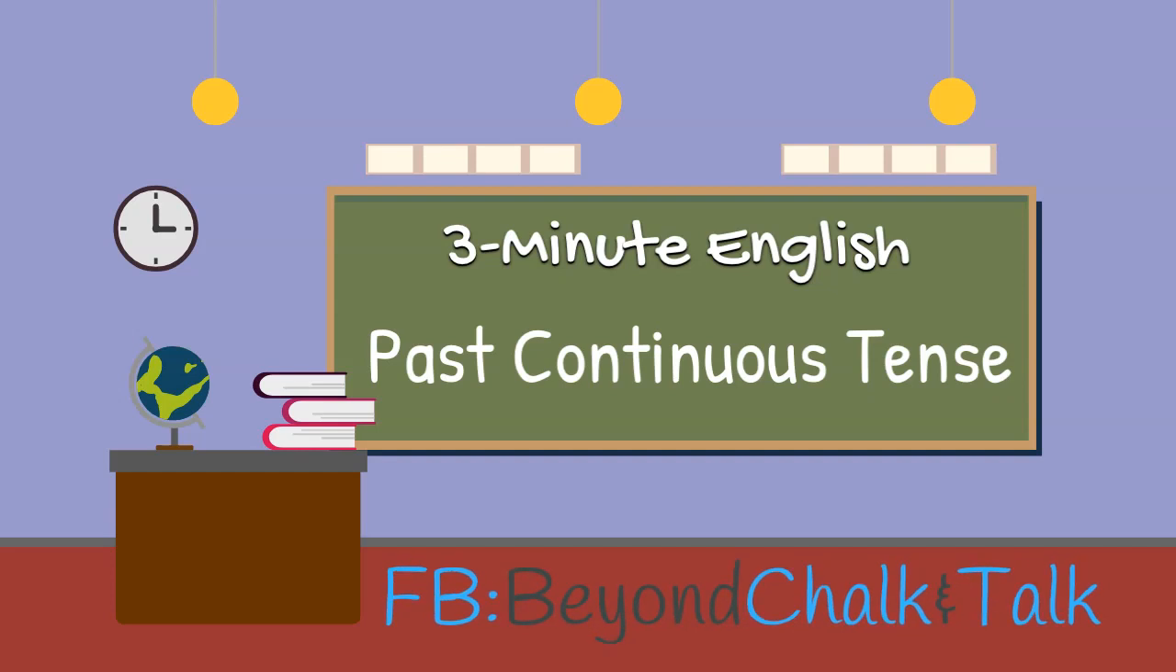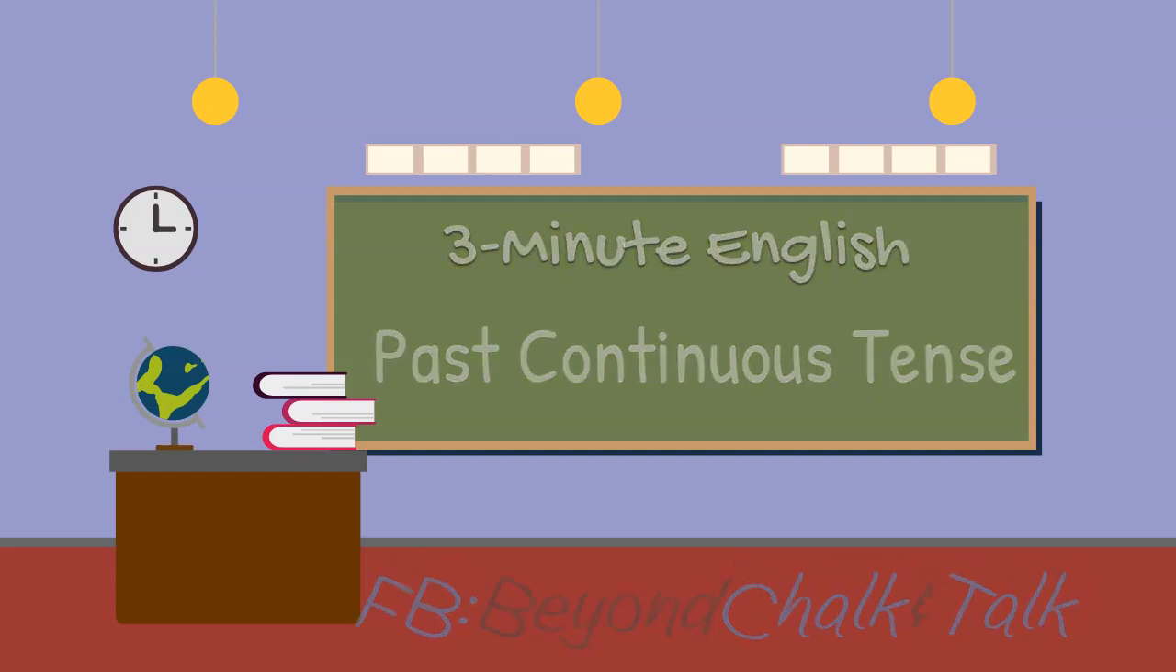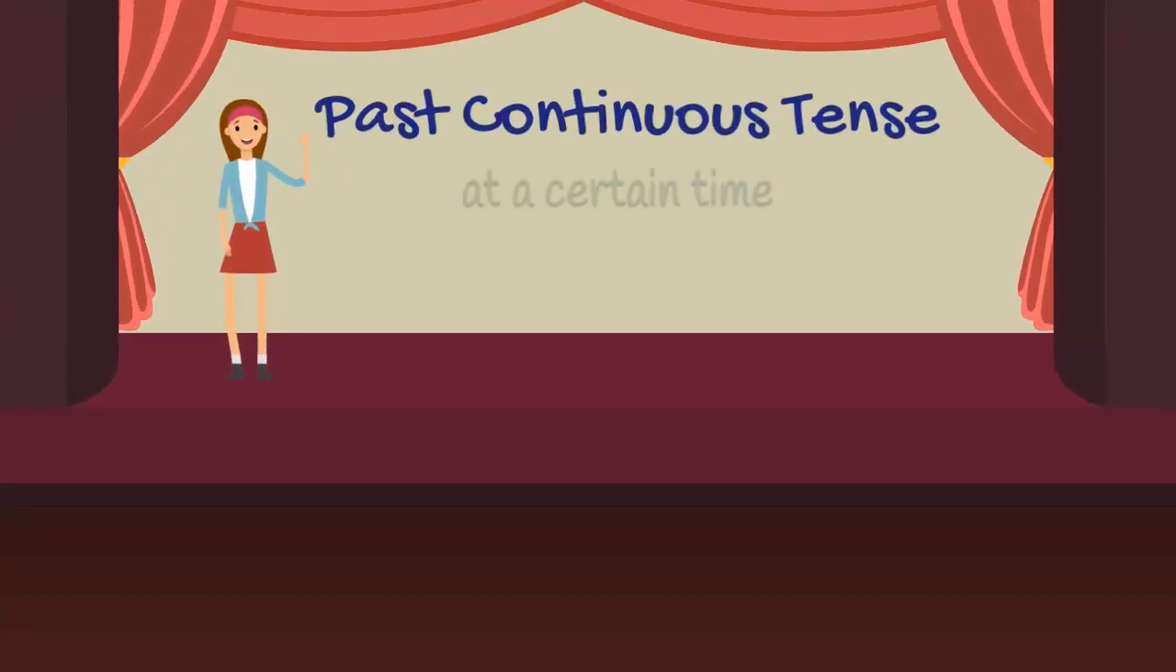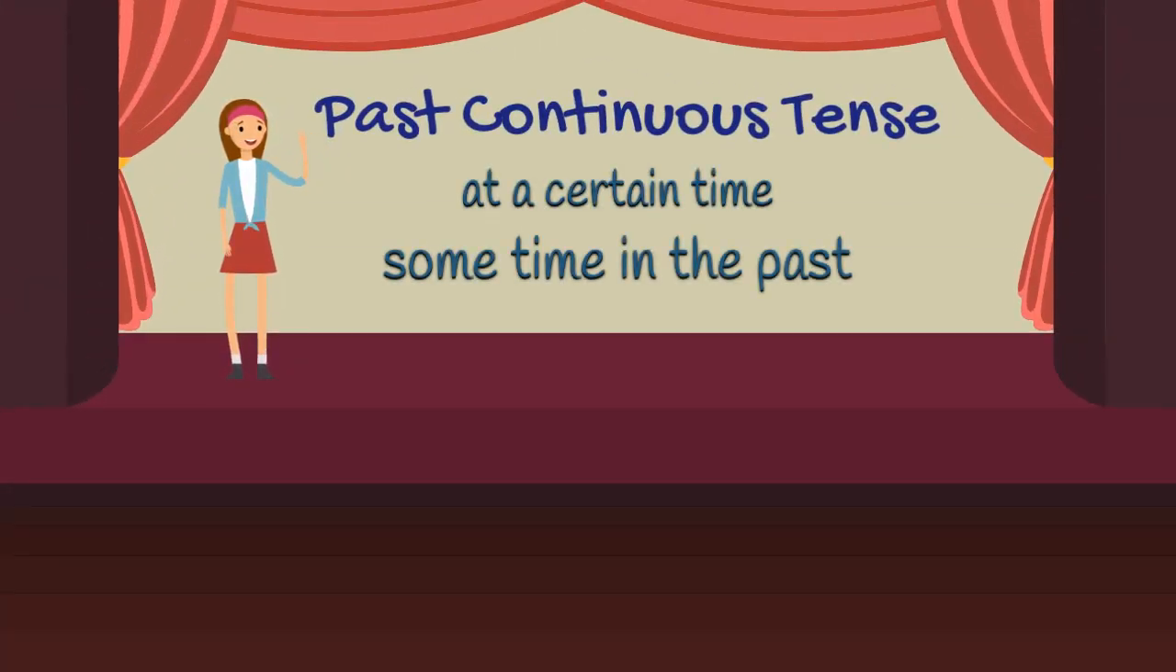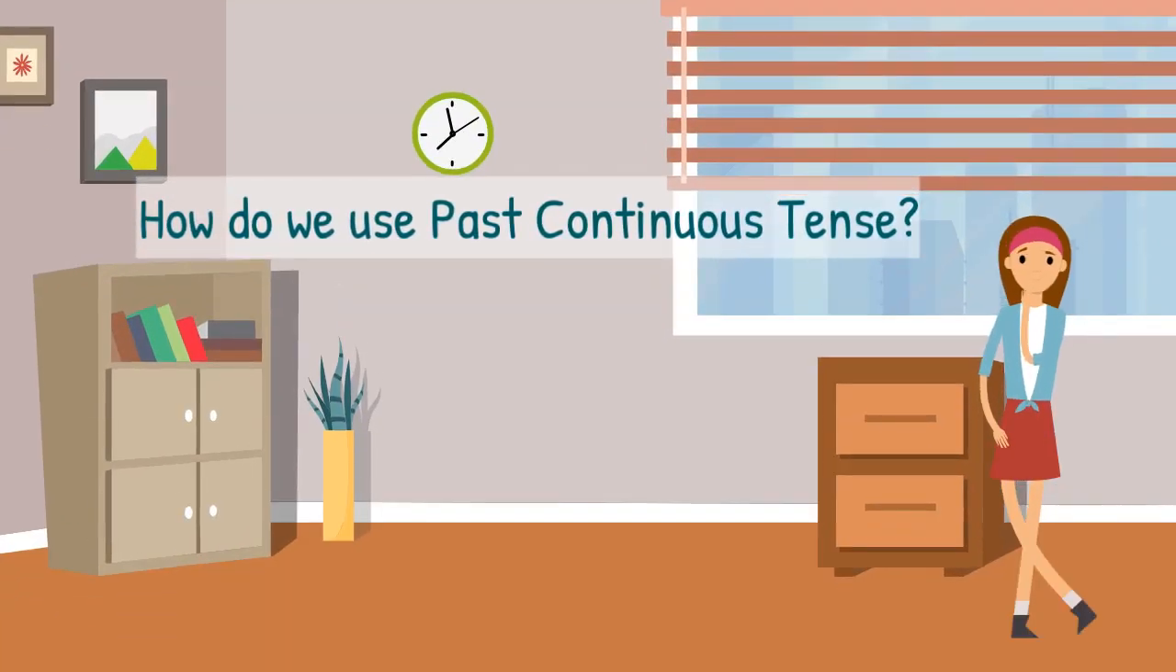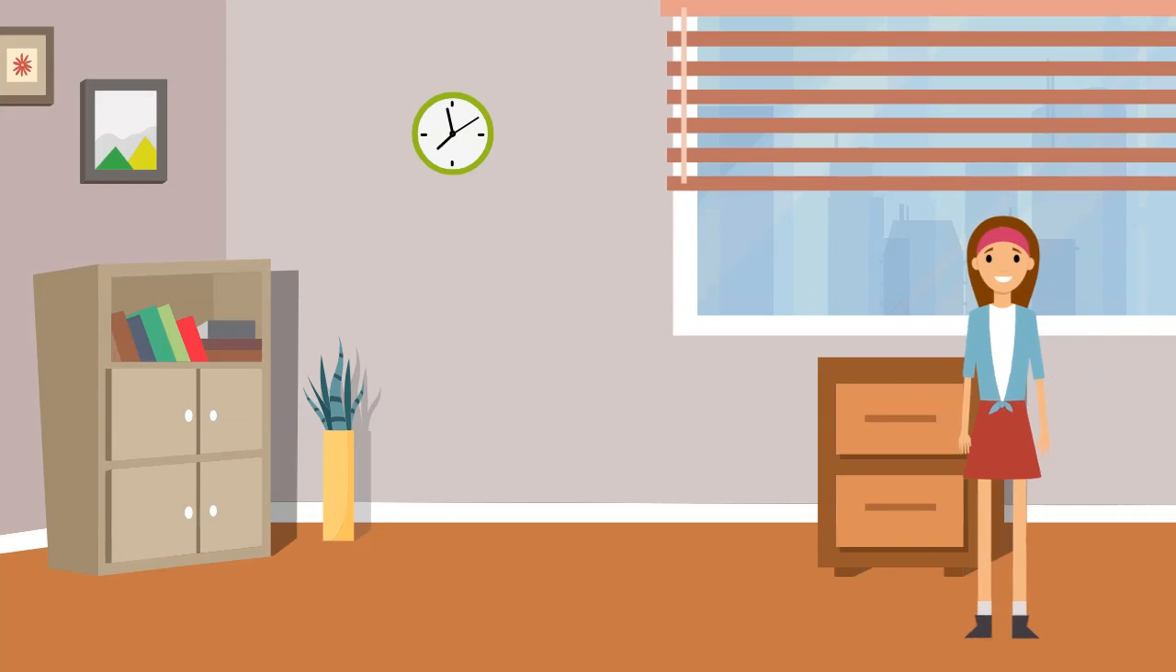Today we are going to learn about past continuous tense. We use past continuous tense to refer to actions or events that happen at a certain time, sometime in the past. In this lesson, we are going to look at how we use past continuous tense.